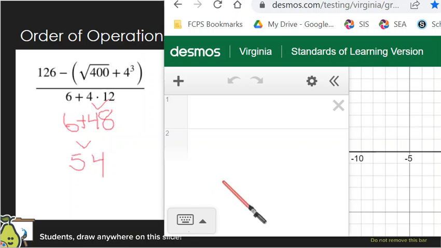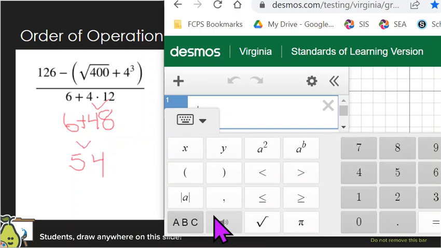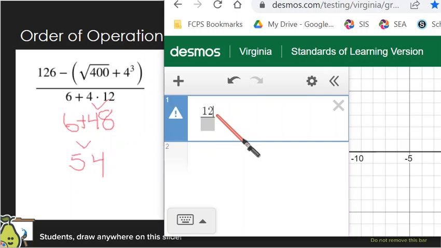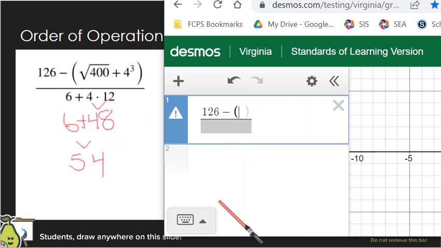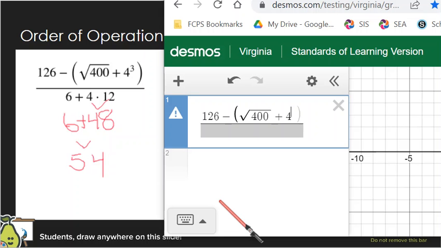So now that I found my answer of 7/9, don't forget we can use Desmos, right? We can type it in exactly how it looks. So I'm going to hit the little slash button to make my fraction there. My top is 126 minus parentheses square root. For square root, you can type in SQRT. There's a square root. And then 400, and I'm going to hit the right arrow to get out of it. And then plus, and then 4 exponent 3. Hit the right arrow to get out of the exponent, close my parentheses.